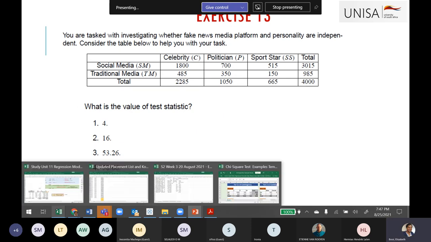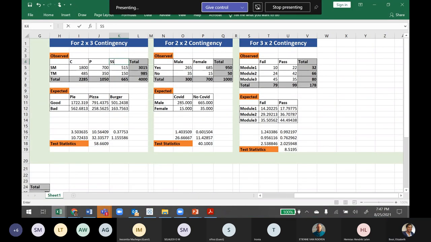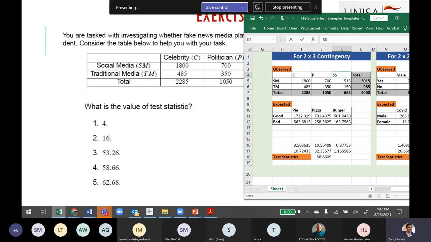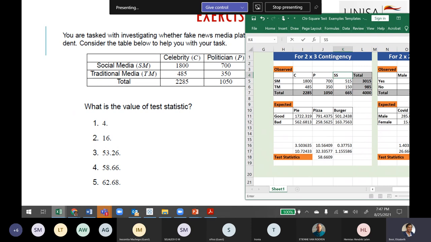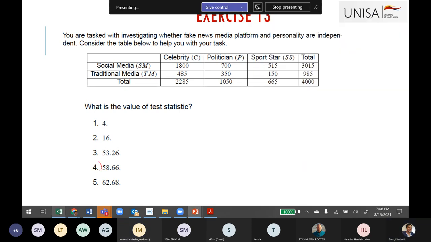Next one is to calculate the test statistic. So I already populated the values. So there are 4,000, yes. The value of your test statistic, it's option four. Option number four. So actually the Excel spreadsheet helps a lot, especially when you don't have to do the long calculation.